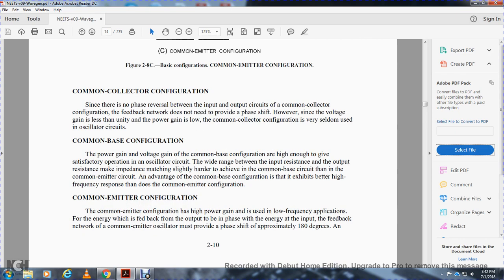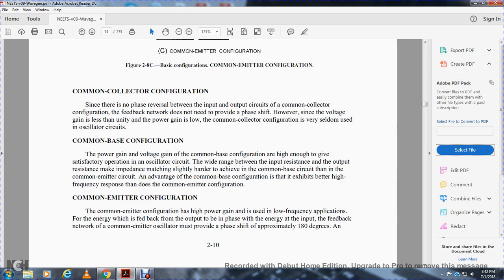The common base configuration: the power and voltage gain of the common base configuration are high enough to give satisfactory operation in an oscillator circuit. The wide range between the input resistance and the output resistance makes impedance matching slightly harder to achieve in the common base circuit than in the common emitter circuit. An advantage of the common base configuration is that it exhibits a higher frequency response than the common emitter configuration.